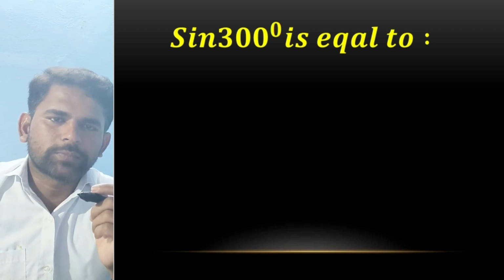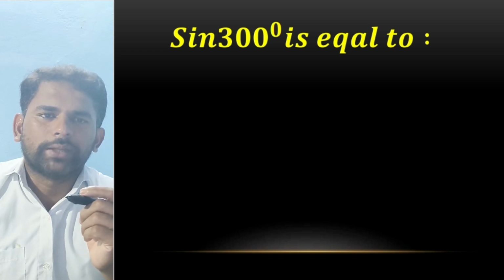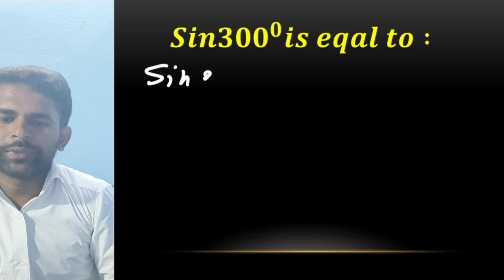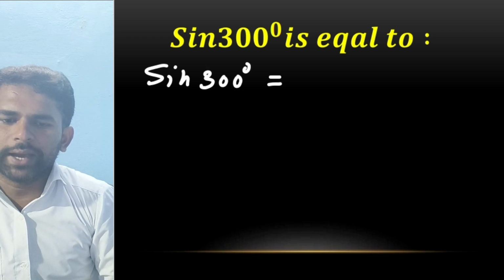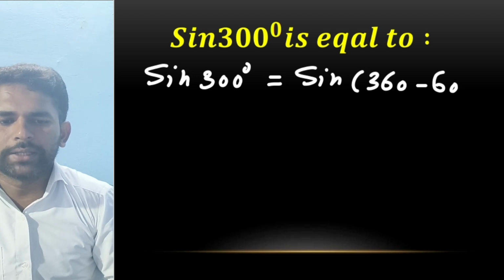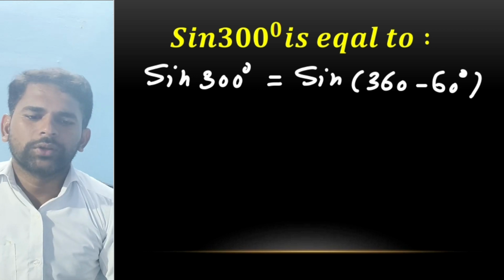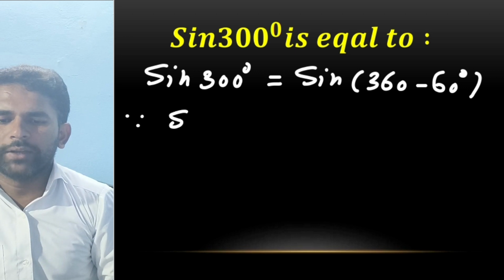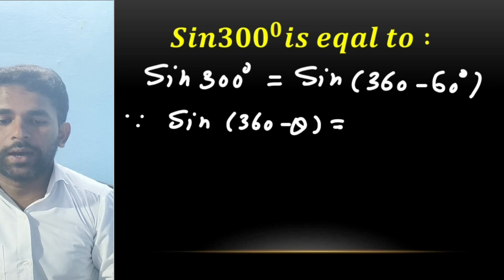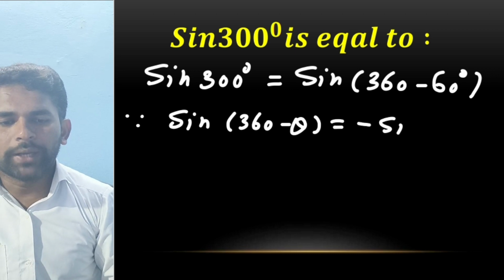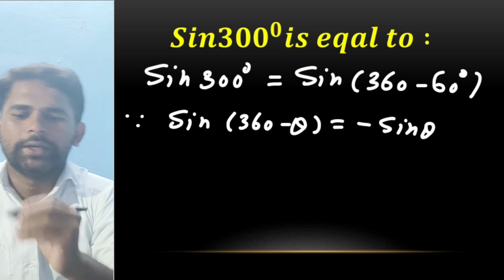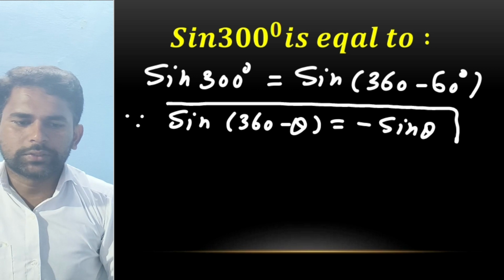Whenever you face a problem like this, you will apply a splitting method. So I can write sine 300 degree as sine of 360 minus 60 degree. You know very well one formula: sine of 360 minus theta is always equal to minus sine theta. This is the formula you will apply here.